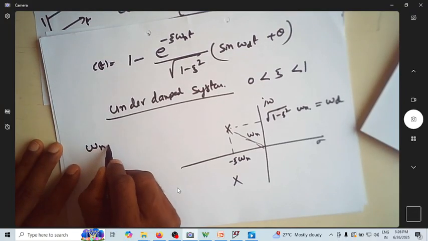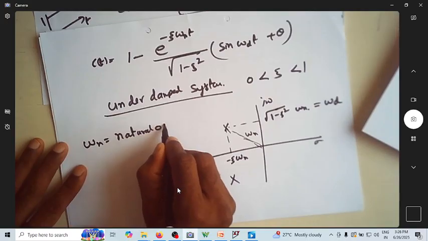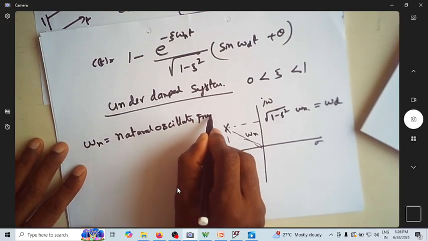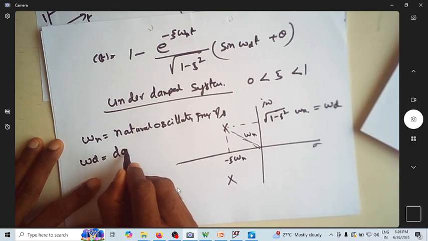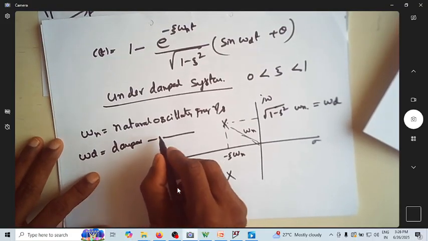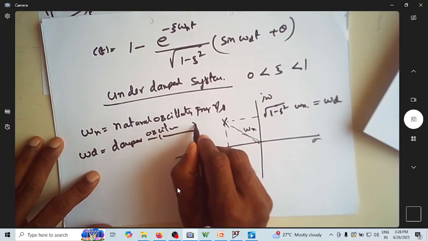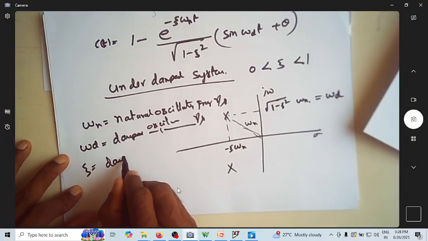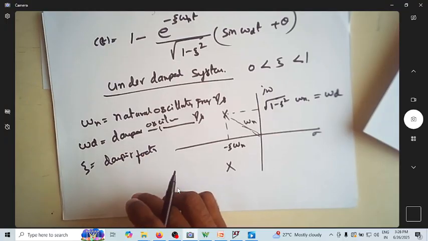What is this omega n? Omega n is the natural oscillating frequency in radian per second. Omega d is the damped oscillating frequency. Damped oscillation frequency, so this is also in radian per second. Zeta is the damping factor. This is a unitless quantity.